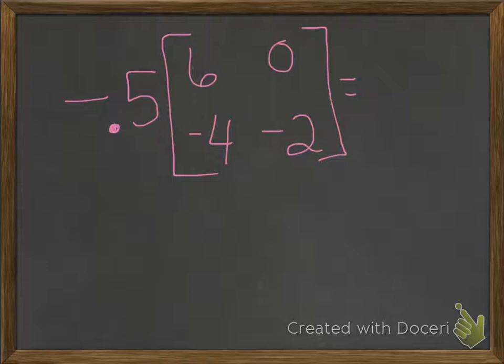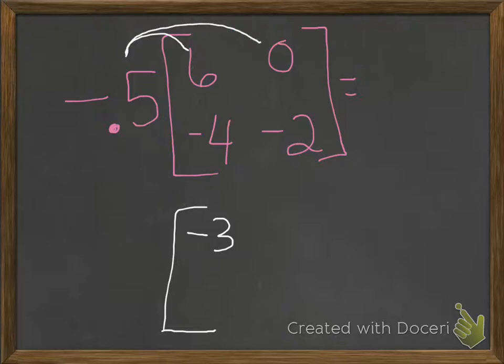Alright, let's try one more example of multiplying. So remember, when I multiply by 0.5, it's the same as multiplying by a half, which is the same as just dividing by 2. So when I take negative 0.5 times 6, it's the same as 6 divided by 2 with a negative, which is going to be negative 3, or negative 1/2 times 6. Okay, negative 0.5 times 0 is just 0. Anything times 0 is 0.